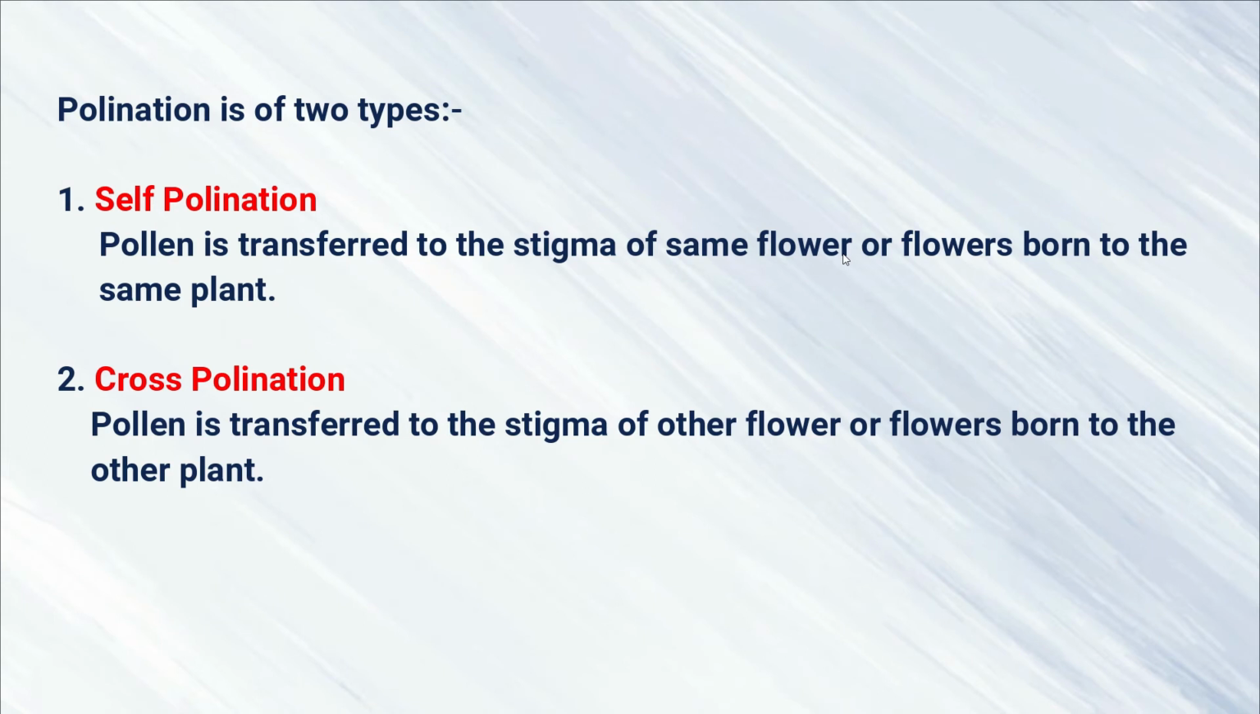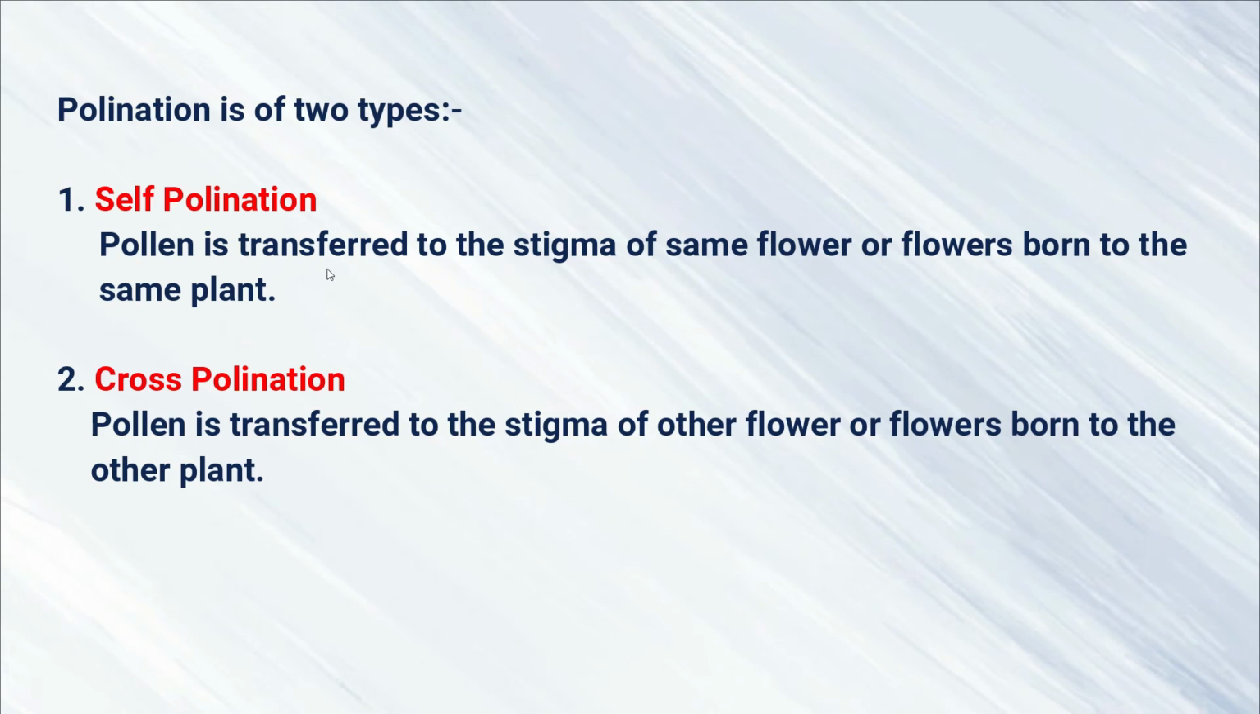Pollination is of how many types? Pollination is of two types. What are those? Self-pollination and cross-pollination. Self means what? It means the pollination which is done in the same plant, and cross pollination means which is done in another plant.